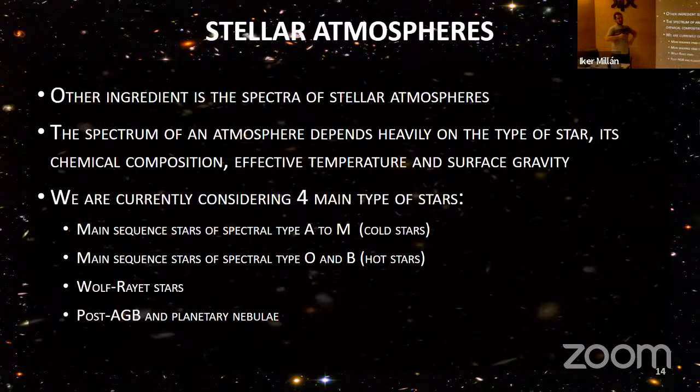Once we know how they have evolved, we have to know what the spectra are, what light they have emitted. We need the spectra of the stellar atmospheres, and they heavily depend on the type of star, the chemical composition, the metallicity, the effective temperature, and the surface gravity. So in our code, we divide them into four groups. We have what we call cold stars, from the Hertzsprung-Russell main sequence, of spectral type A to M. Then the hot stars, which are O and B stars, very big and very hot. Then the Wolf-Rayet stars, which have a high mass loss rate, very strong winds, and a very big structure. There's a picture later. And the post-AGB and planetary nebulae.